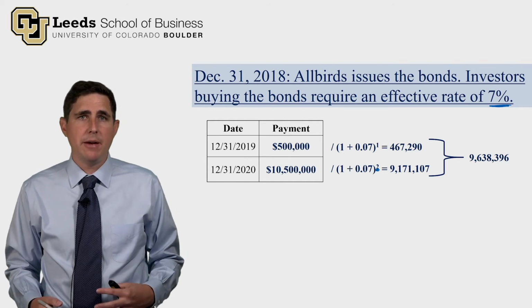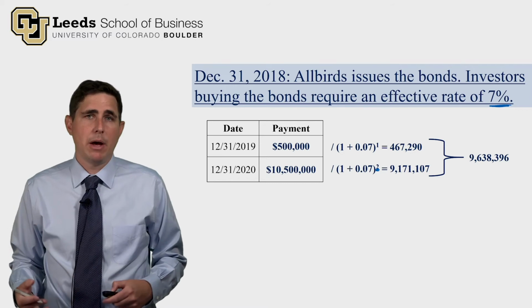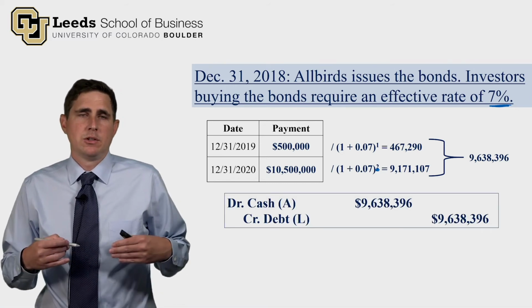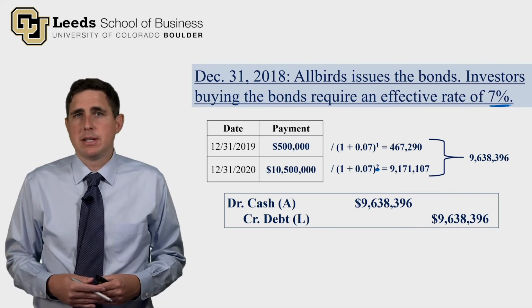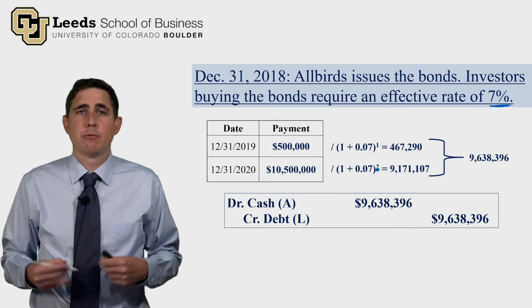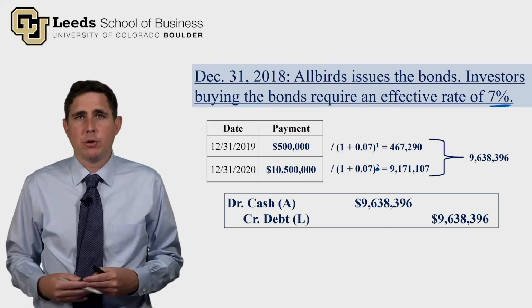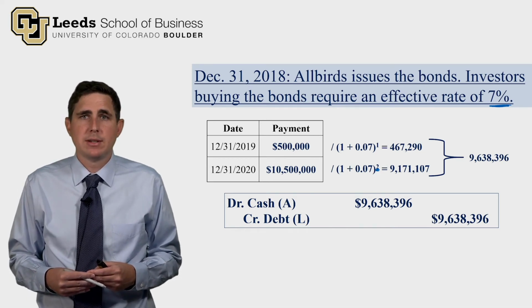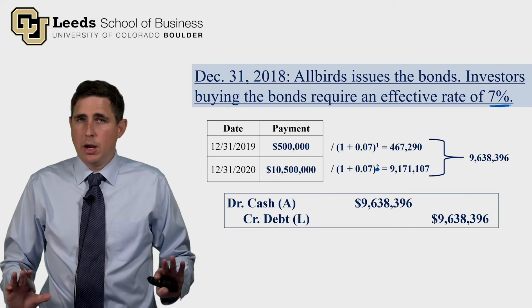So when you add these two amounts together, this is what an investor today, December 31st, 2018, will be willing to pay for this payment schedule seen here. So that's the amount Allbirds will receive if they issue these bonds. So when Allbirds issues the bonds, they're going to receive cash of $9,638,000, and they'll record an initial liability, step 1, for the amount of cash proceeds. So credit to the debt account, a liability account for $9.6 million. Okay, that's when we issue the bonds.